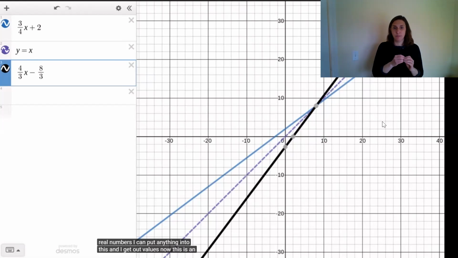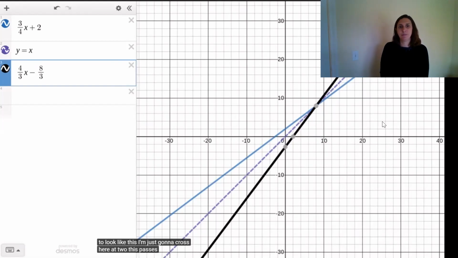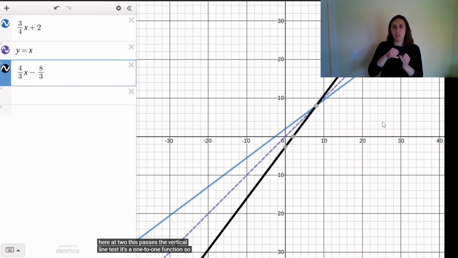Now this is an odd function. So the odd function starts in at -infinity, goes out, right? So the general graph of this is going to look like this. In fact, it's going to cross here at 2. This passes the vertical line test. It's a 1-to-1 function. So the range is all real numbers. So I don't have to do any domain restrictions on this. This is invertible as it is.